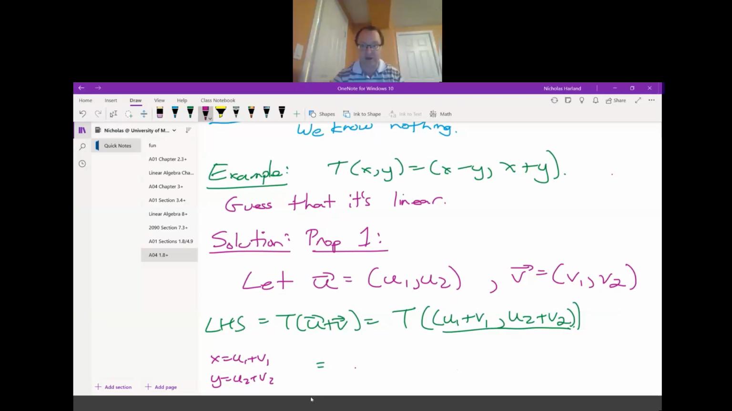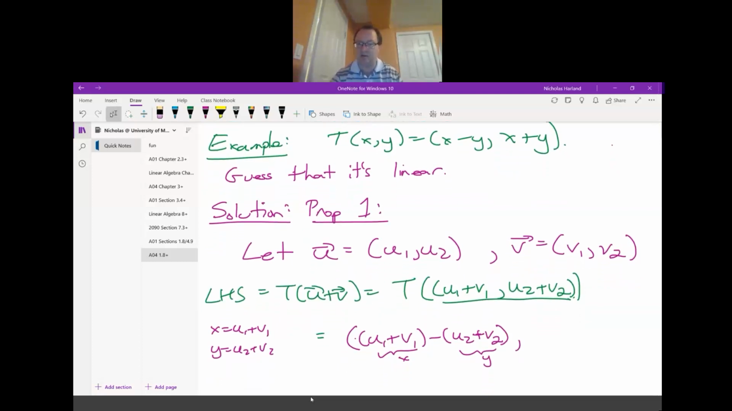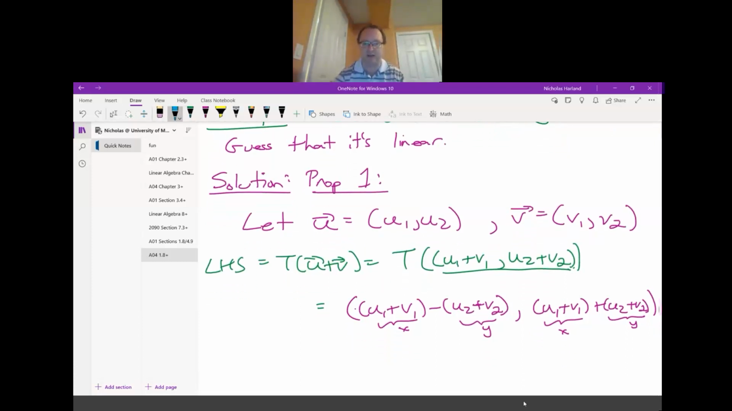And so we get x minus y: u1 plus v1 minus u2 plus v2. There's our x. There's our y. Same thing with the other one. We're going to be adding it together: u1 plus v1 plus u2 plus v2. Here's our x, and here's our y. So that's plugging it in, and then because we want to see if it equals the right-hand side, we're going to simplify it up a bit. u1 plus v1 minus u2 minus v2. u1 plus v1 plus u2 plus v2. So there's our left-hand side, and the hope is that the right-hand side gives us the exact same thing.